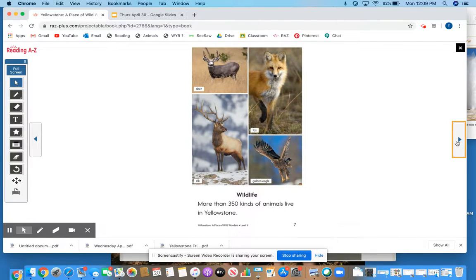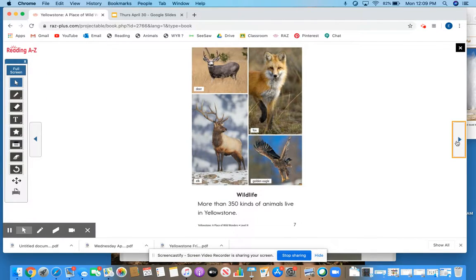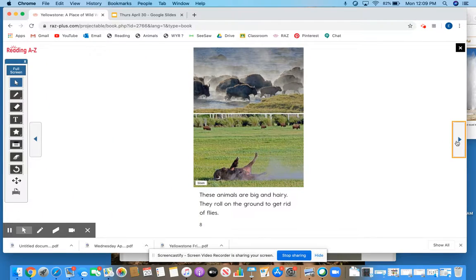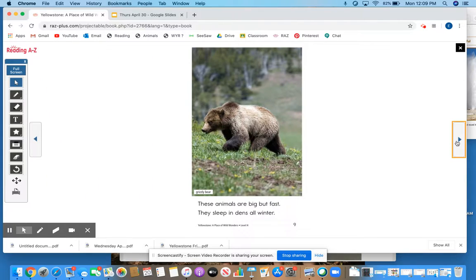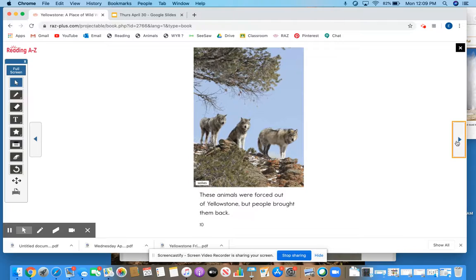Wildlife. More than 350 kinds of animals live in Yellowstone. These animals are big and hairy. They roll on the ground to get rid of flies. These animals are big but fast. They sleep in dens all winter. These animals were forced out of Yellowstone, but people brought them back.